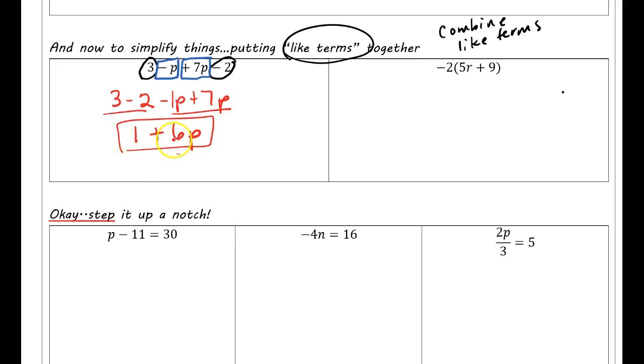You cannot call that a 7. You can't put them together because they are not like terms. Like they have to match for you to math them together. So let's come over here and try this one, okay?